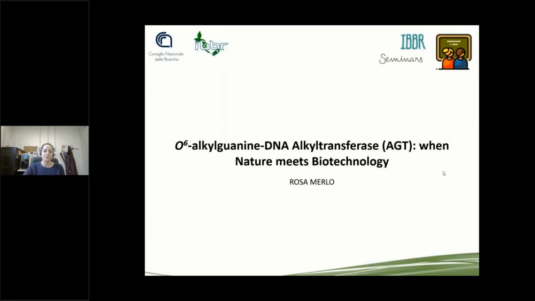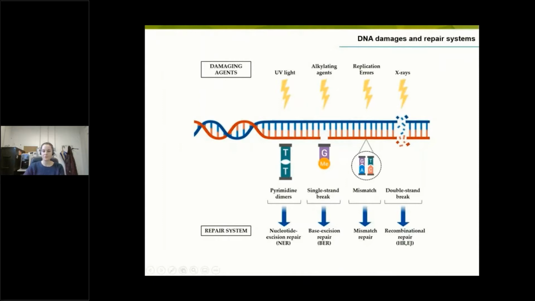And today I will talk about a particular class of enzymes we study, the O6-alkylguanine-DNA Alkyltransferases, and in particular their use in biotechnological applications. So starting from the background, cells possess different DNA repair systems to counteract the action of damaging agents from both endogenous or exogenous sources. And here are illustrated some of the principal agents with the related repair systems.